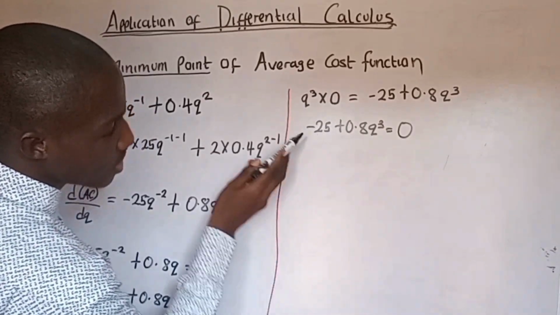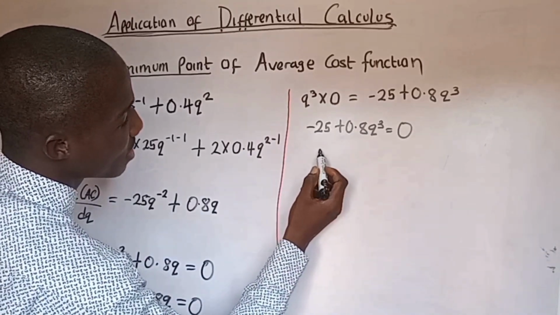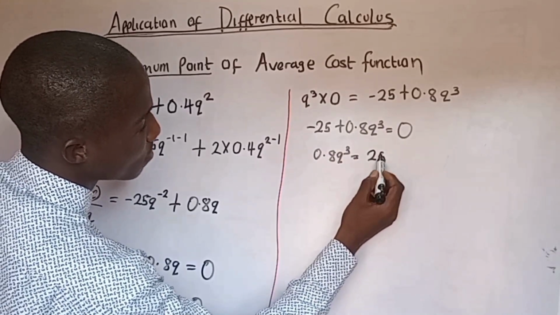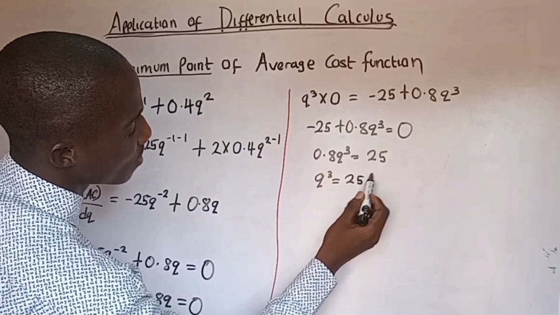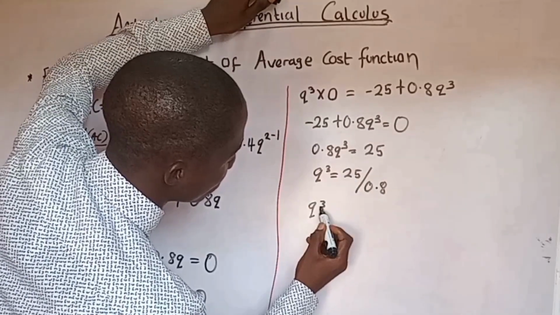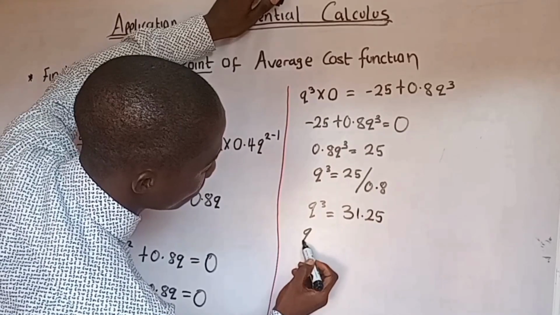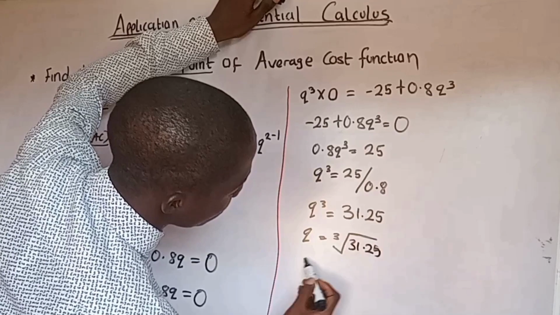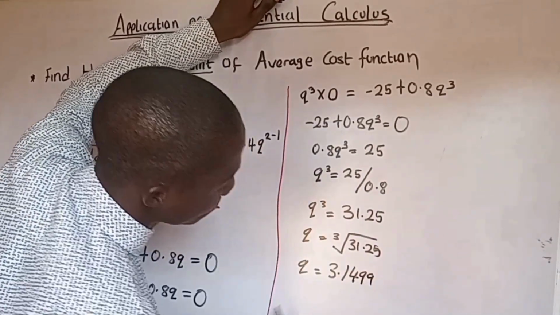So if I move this minus 25 to the other side of the equation, I'm going to have 0.8q raised to the power of 3 equals 25. Now q raised to the power of 3 equals 25 divided by 0.8, which is 31.25. So q is equal to the cube root of 31.25. Q is equal to 3.1499.